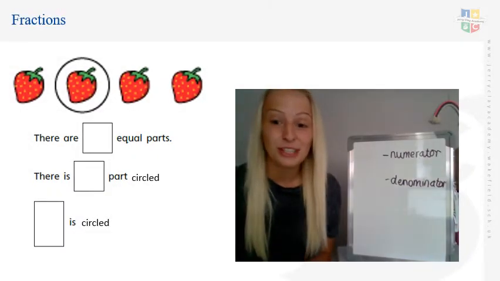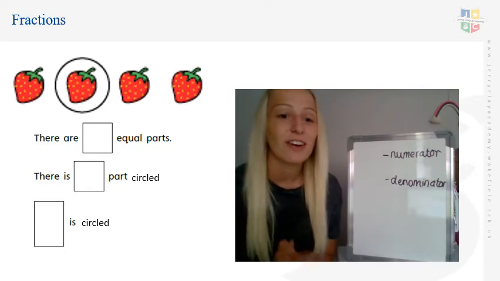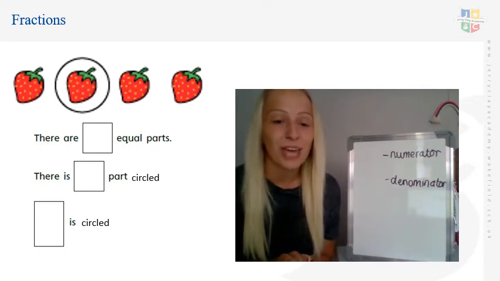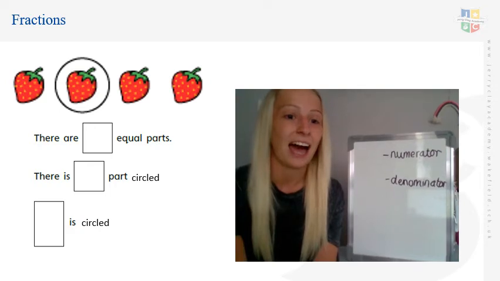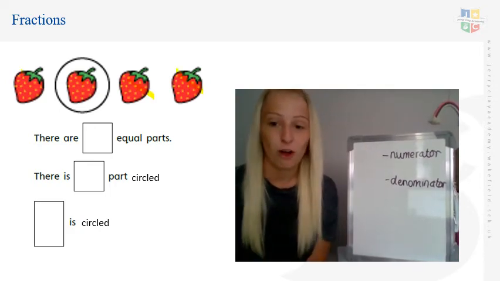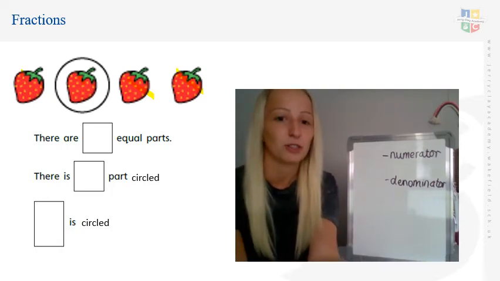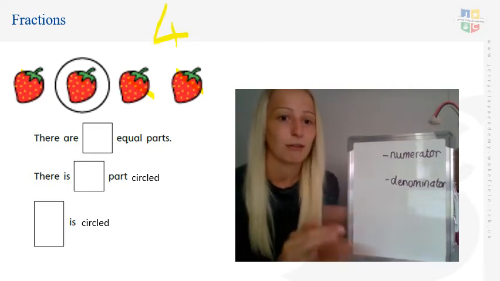Okay, so we're now going to look at the final way of how we're going to represent our fraction today. So for our fraction for this one, we have got strawberries, and there are 1, 2, 3, 4 strawberries. So our whole is 4 today. Our whole is a number this time. So we have 4. So I'm just going to put that there to remind me.